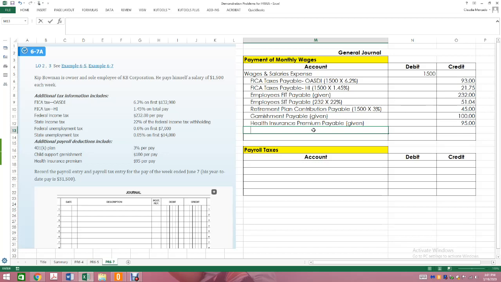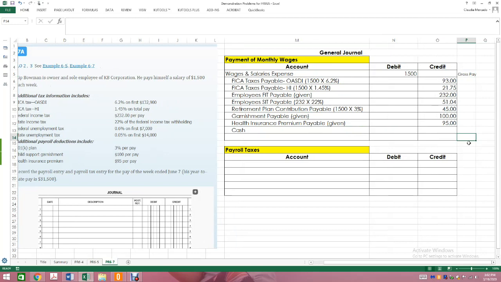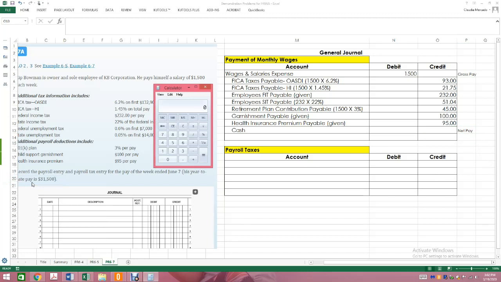Now we can figure out how much we are actually going to pay him. So the $1,500 is my gross pay. Now we're going to calculate our net pay. How much are they actually taking home to spend? Okay, so very easy. You're going to get your calculator. You get the $1,500 that this employee earned, and you're going to subtract all of the deductions. Okay.